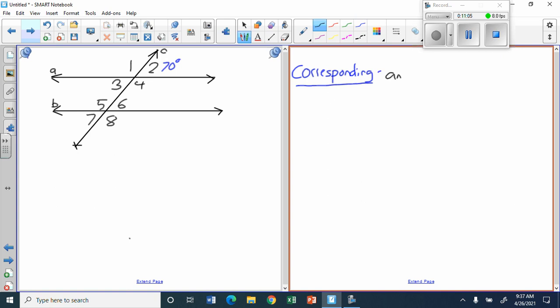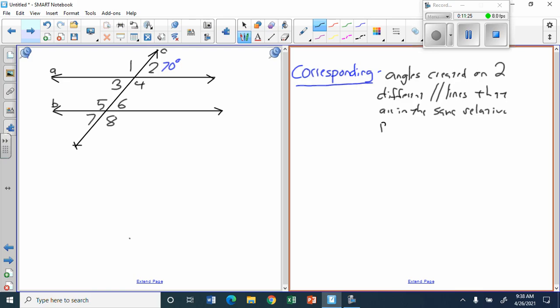are angles created on two different parallel lines that are in the same relative position. Angles created on two different parallel lines that are in the same relative position. In other words, they're the corresponding parts.